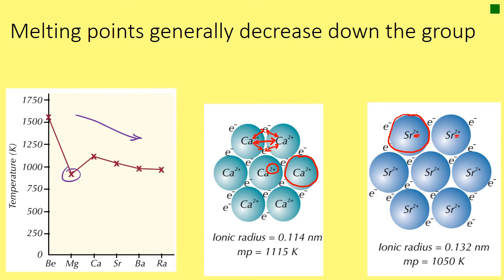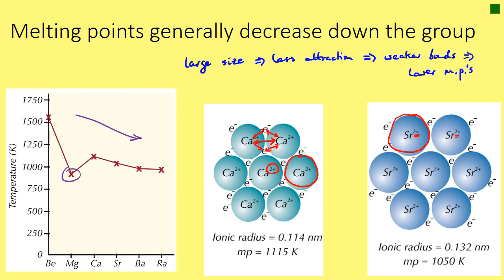Okay, so we can summarize that. The larger size leads to less attraction, and that leads to weaker bonds, and that leads to lower melting points. Okay, so that's the generally accepted explanation for that trend there.